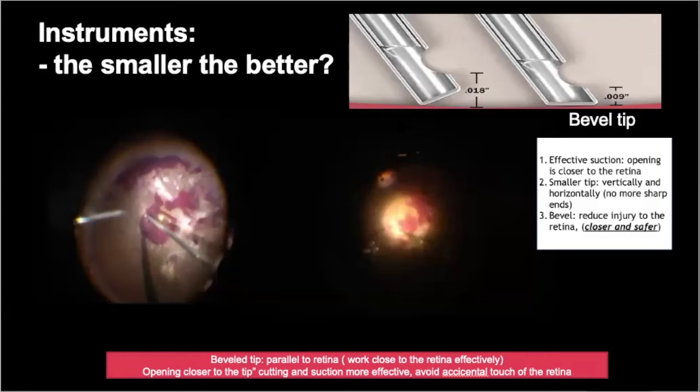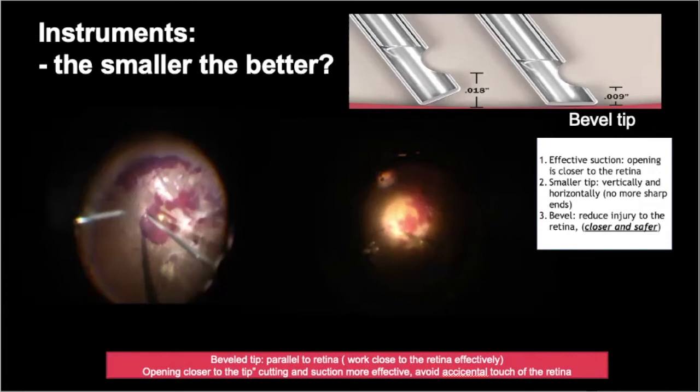This is our usual tip before, and now it's a bevel tip. What is the difference? It's not only the shape of the cutter, but also the placement of the opening of the port will be much closer towards the end of the tip. In other words, we will be able to do our work very, very close to the retina more effectively. You have an effective suction, and the smaller tip as well will allow us to go underneath all the membrane to dissect the membrane safely.